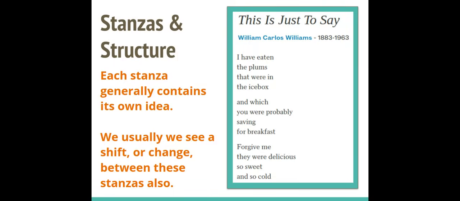Last stanza. "Forgive me, they were delicious, so sweet and so cold." The speaker saying, I couldn't help it. I couldn't stop myself from taking that fruit. It was too tempting and it looked too good. So in these three stanzas, we see this idea of I ate some fruit. You were planning to eat it. I'm sorry.